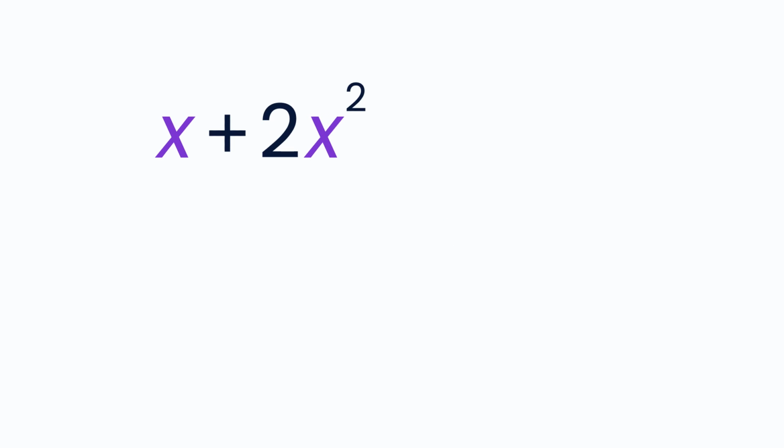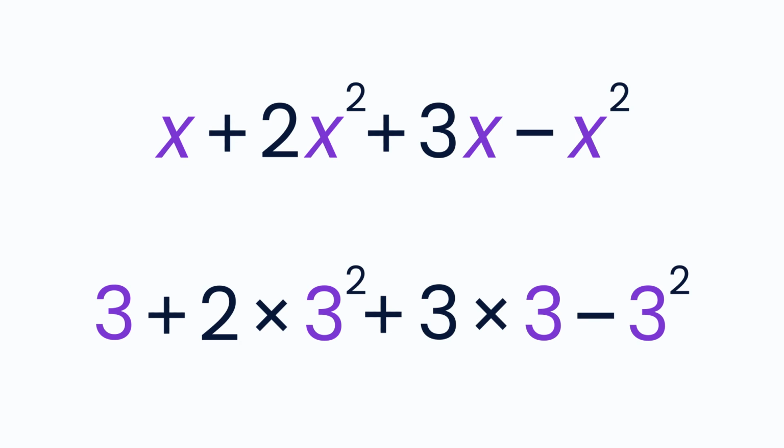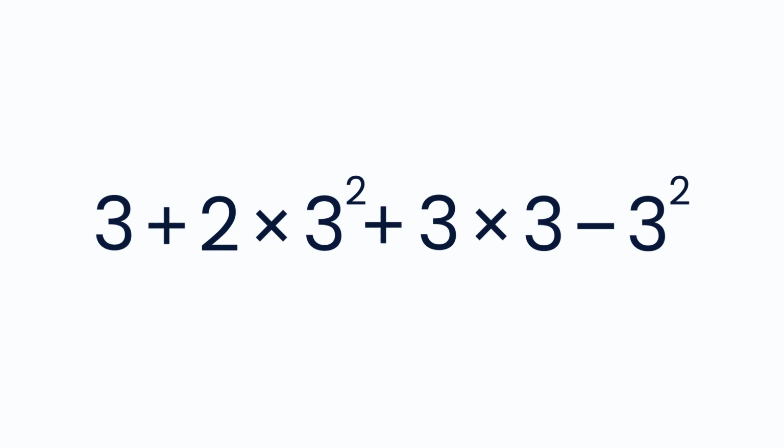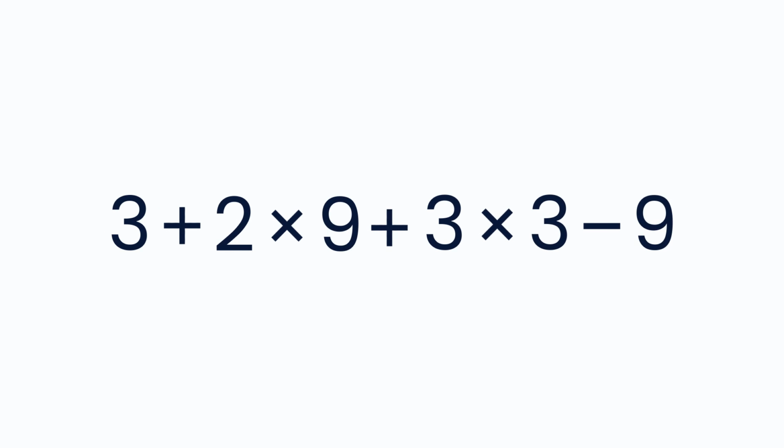x plus 2x squared plus 3x minus x squared. Here, we replace x with 3, and now we have 3 plus 2 times 3 squared plus 3 times 3 minus 3 squared. Remember that the order of operations tells you to calculate exponents before you do multiplication. So, 3 squared equals 9 in both terms.